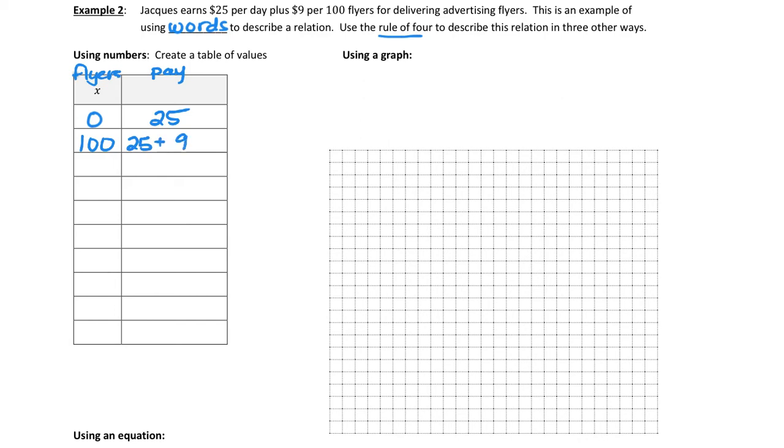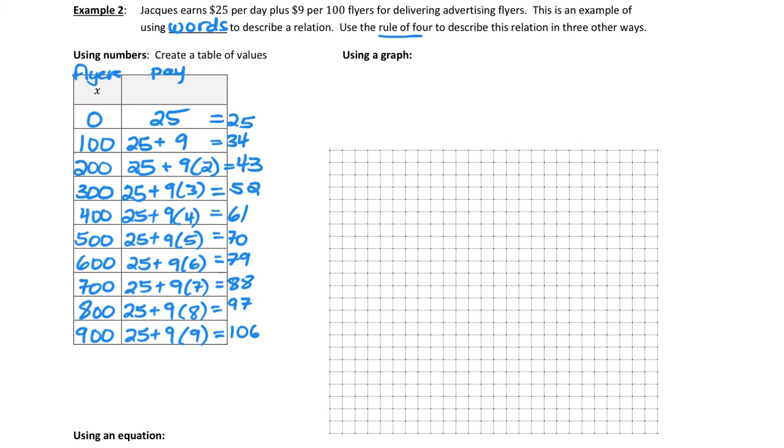If he delivers 100 flyers, he's going to earn that $25 because he earns that every day. And he's going to earn $9 because he delivered 100. If he delivers 200, he still gets that $25, that's constant. But this time, he's delivered 2 sets of flyers. So that's going to be 9 times 2. So if we're looking at his total pay, we've got 25 is his total, 34 is his total pay, 43 is his total pay, and you can keep going, please, to finish this. Once you're done, I want to see a proper graph with the labeled X and Y axes and a line of best fit.